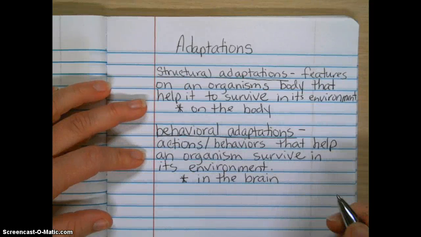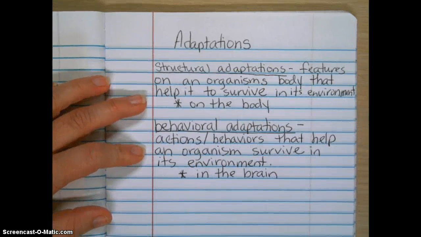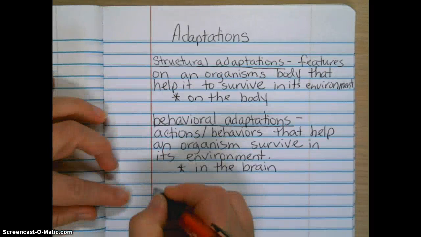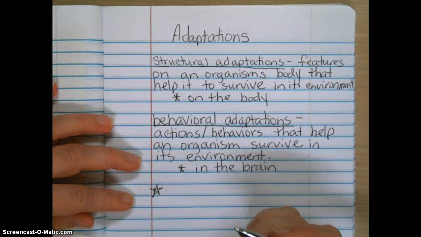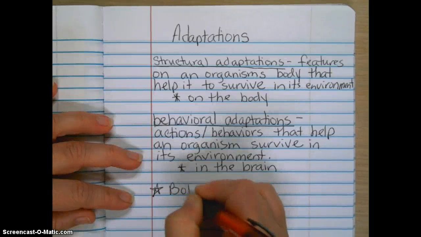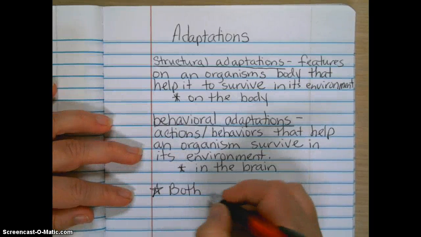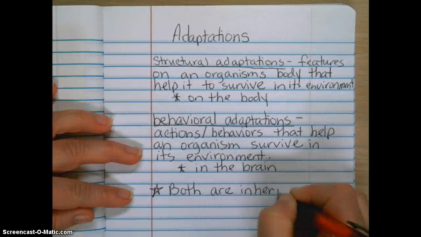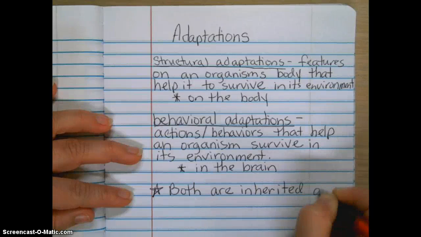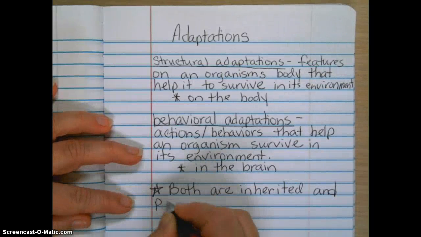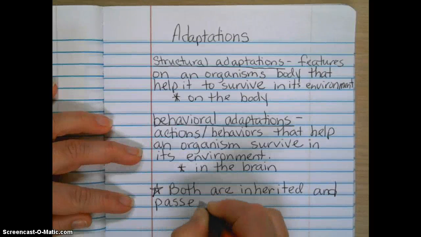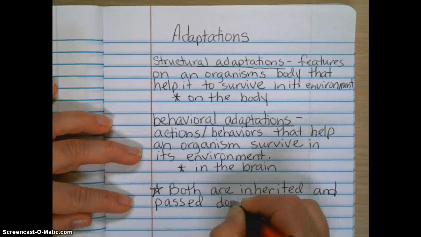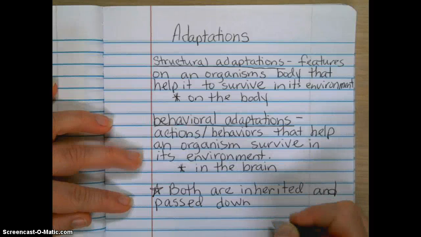Now both of these kinds of adaptations are inherited. Do you remember yesterday when we were talking about inherited and learned? What this means is they are both passed down from parent to offspring. Both structural and behavioral adaptations are inherited. Passed down from parent to offspring. Remember that an offspring is a baby. And it could be a baby animal or a baby plant, because baby plants have parent plants too.